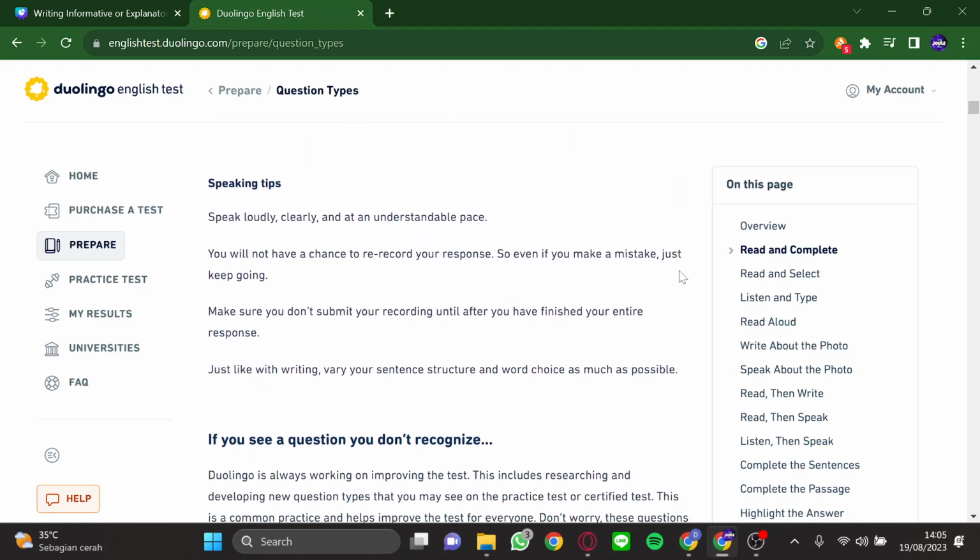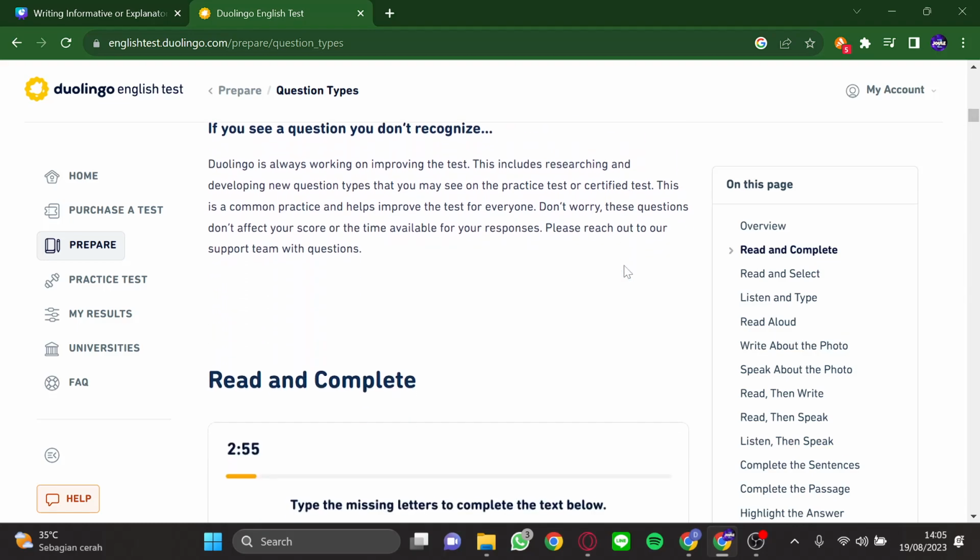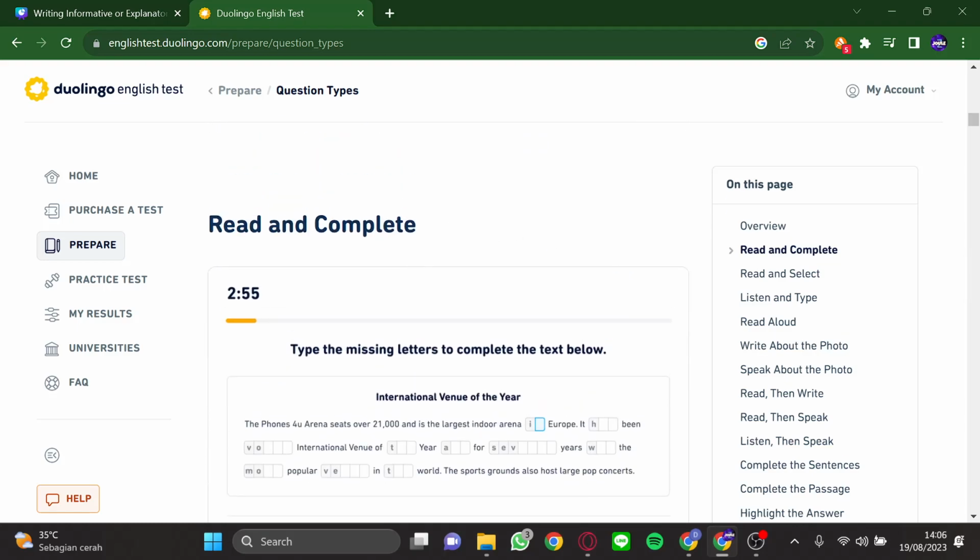And then speak loudly and clearly, and you have to use logical structures, like beginning with an introduction, then explaining in detail, and then adding a conclusion in the last bit of your answer. And the first of the question types would be read and complete.